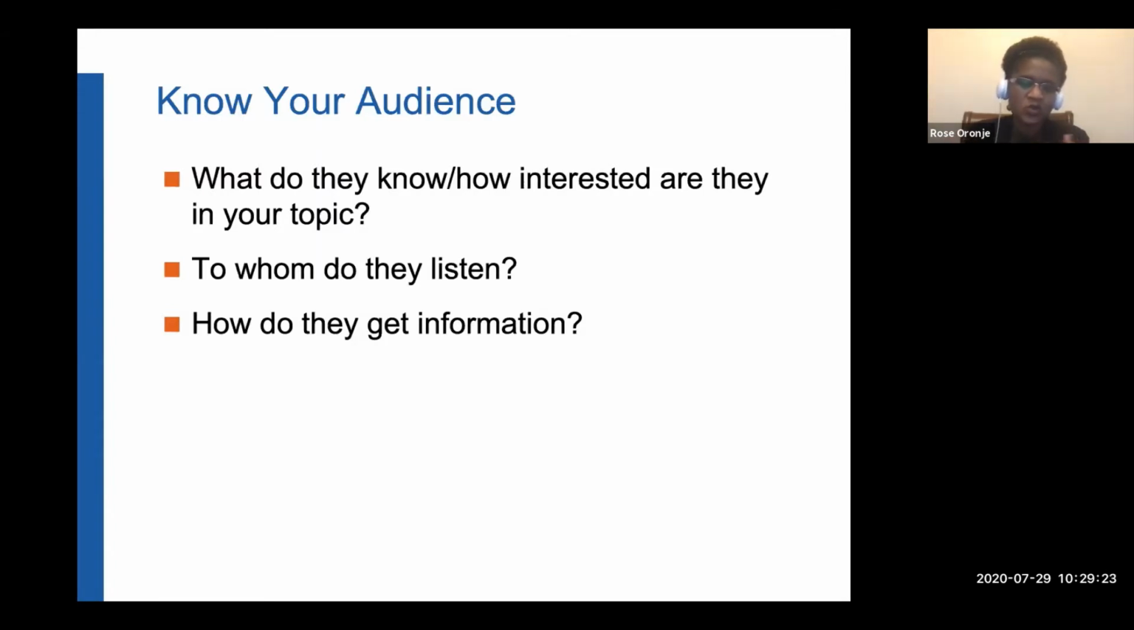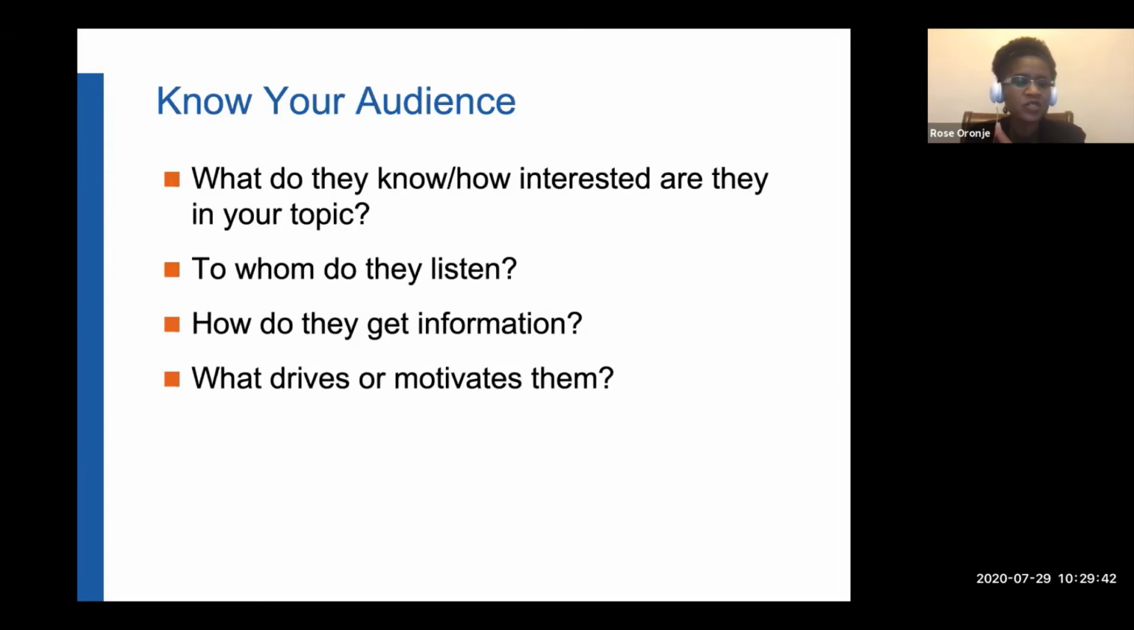And of course, it also links to where do they get information. You don't want to be putting so much energy into, say, social media and doing a lot of tweeting, and maybe you're trying to reach a policymaker who's not on Twitter. So being very clear on where they get information is important, because it helps you be strategic in how you're passing the information to them.